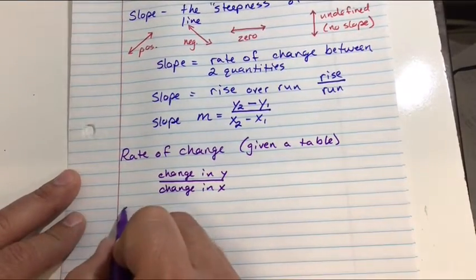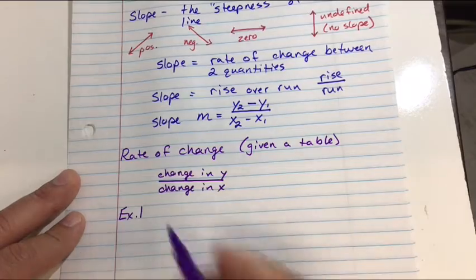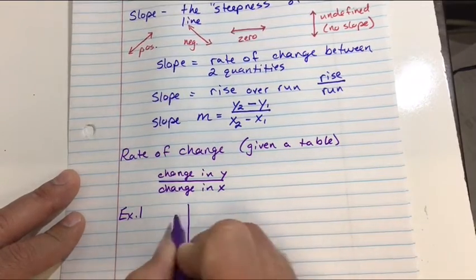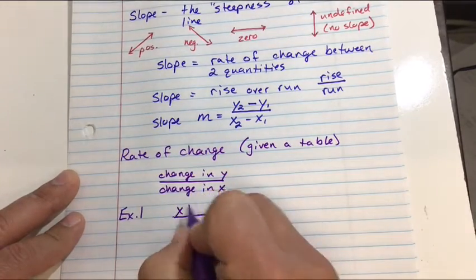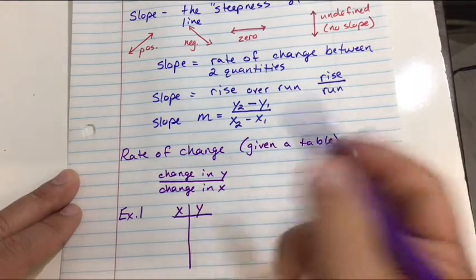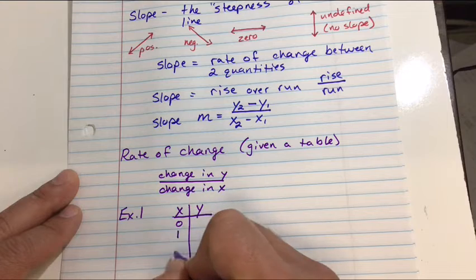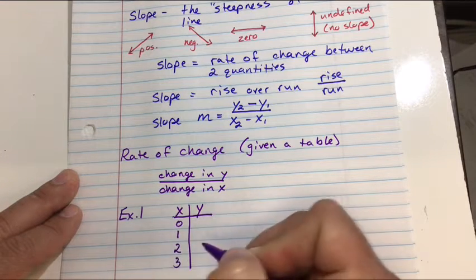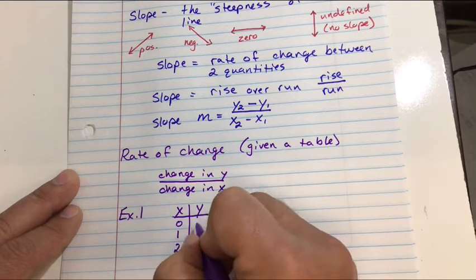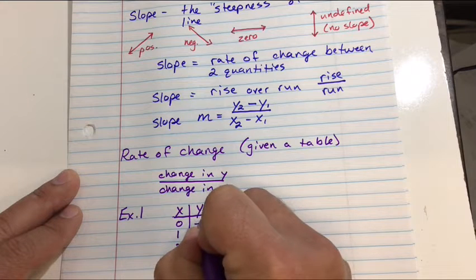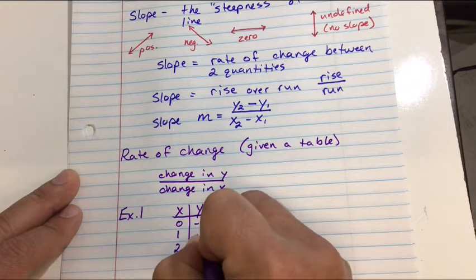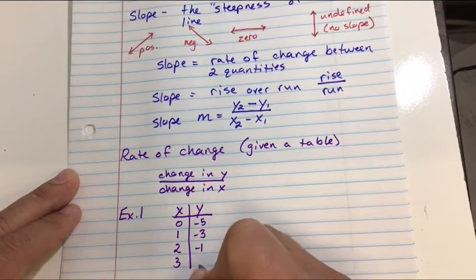So let's look at our first example. A lot of times you're given a table of values like this, where they list the x's on the left, the y's on the right. So let's say I gave you these values: 0 for x, 1 for x, 2 for x, 3 for x. And then the other values that match up on the y side would be -5, -3, -1, and 1.